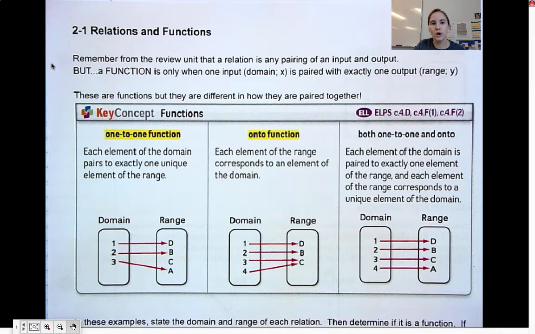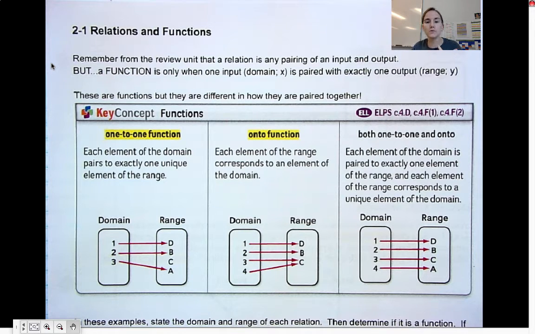In order for you to call a relation a function, you can only have the domain value, or the x, go to exactly one y value, or the range. You cannot have the domain paired with two different y values, or if you do, it's not a function. So make sure that each input is only paired with one output if you're calling it a function.